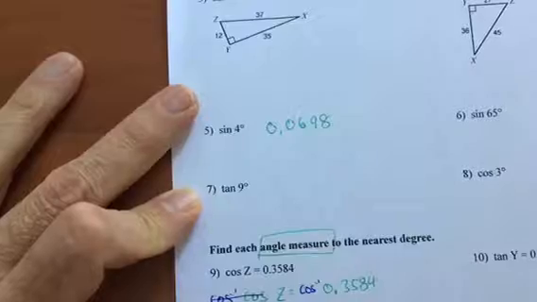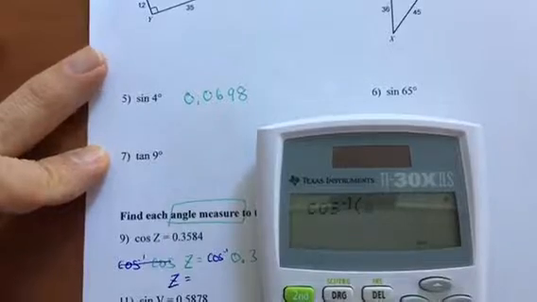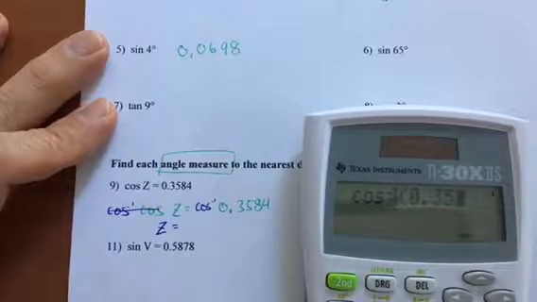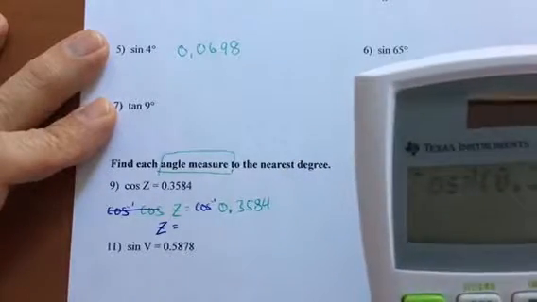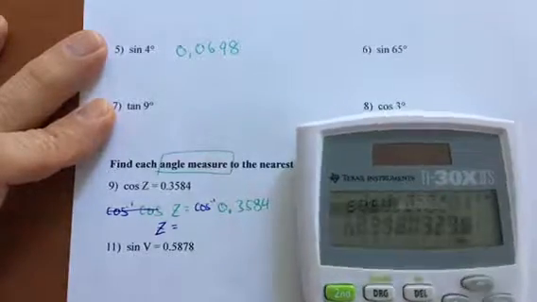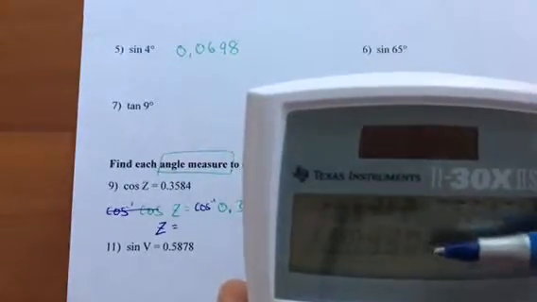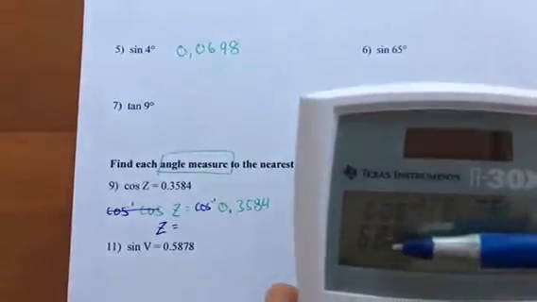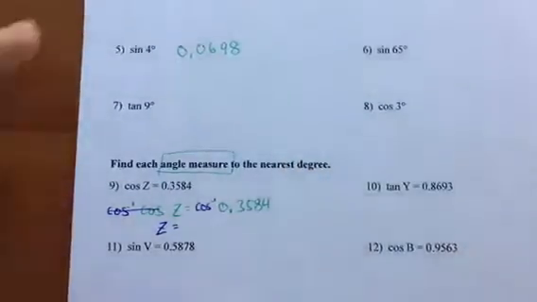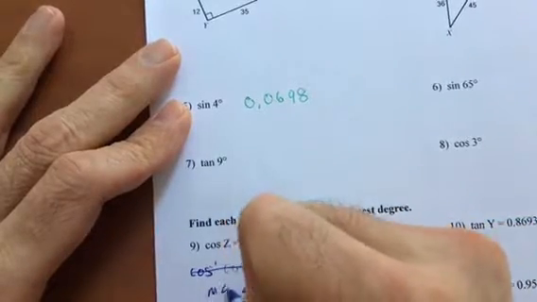So, calculator time. Inverse cosine 0.3584. Did I do that right? 0.3584. Yep. Close parentheses. This says that this is about 68.998 degrees, nearest degree, so 69 degrees. That 8 bumps up, that 9 pushes the 8 up to a 9. 69 degrees. So Z is about 69 degrees. I'll even say measure of angle Z.